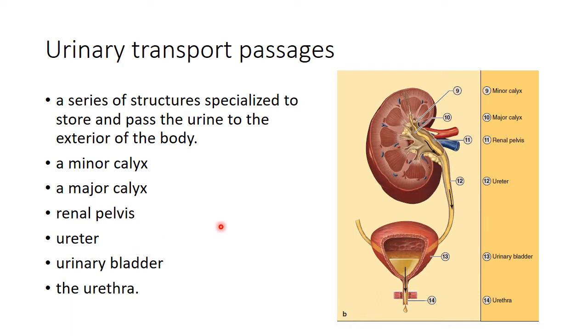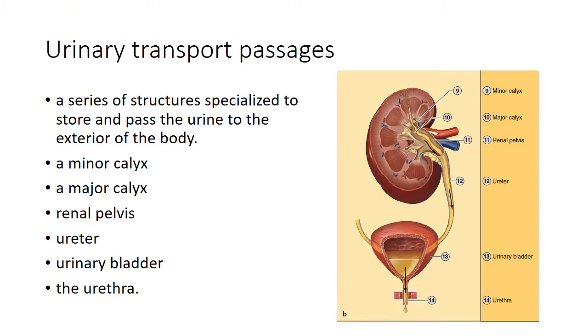These passages are a series of structures specialized to store and pass the urine to the exterior of the body, which means that they don't share in the process of formation of urine. They only transport the already formed urine by the kidney to the exterior of the body. These transport passages consist of many parts. We have minor calyx, major calyx, renal pelvis, which is this area here, ureter, urinary bladder, and urethra.